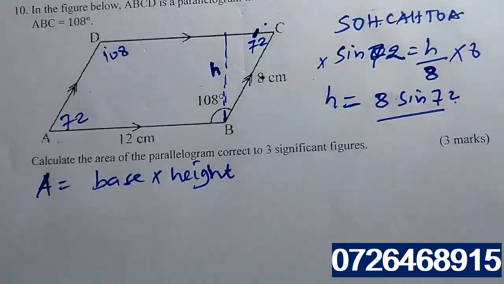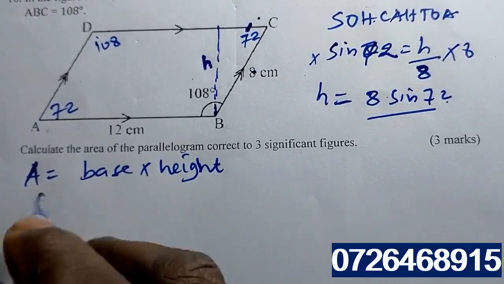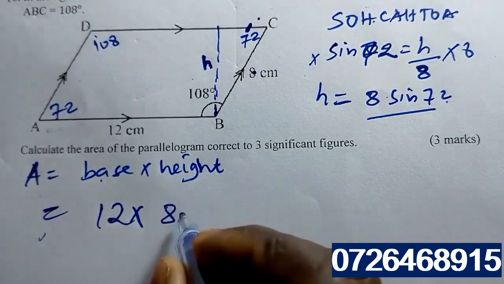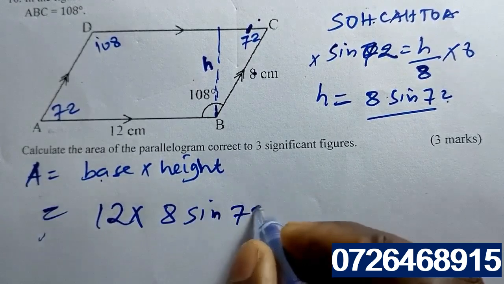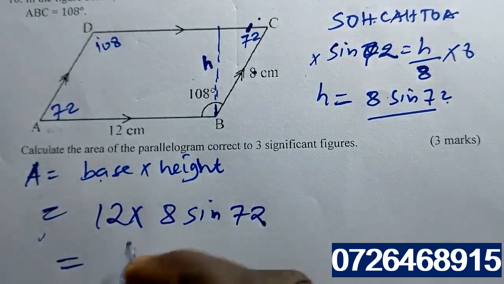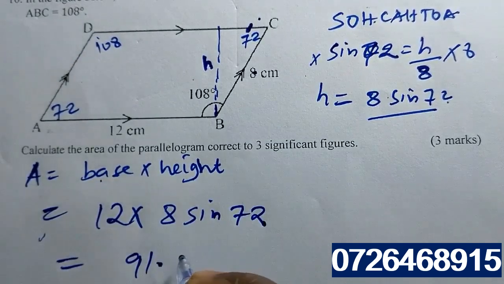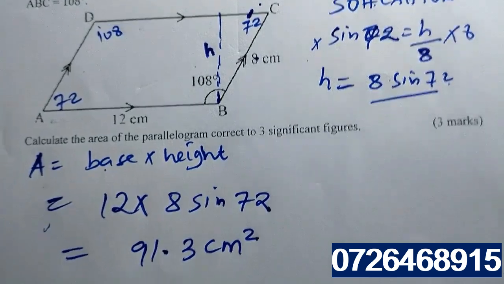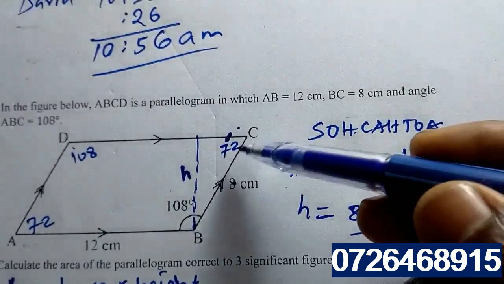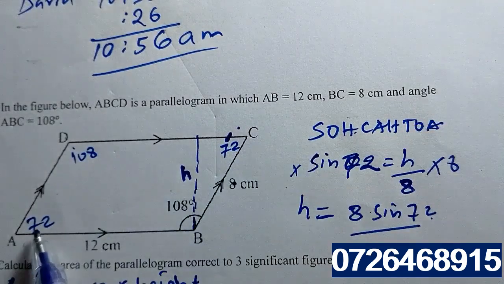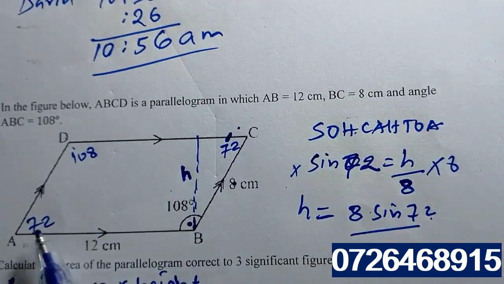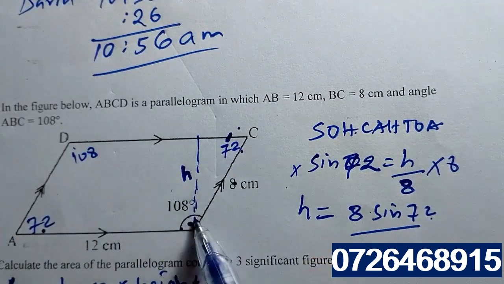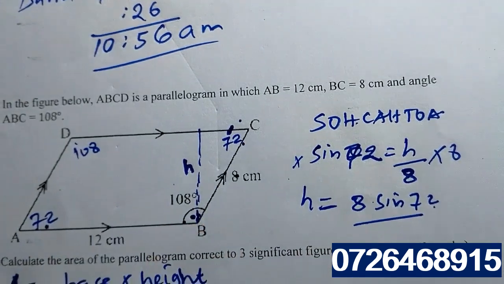So ukishafanya hivyo tunaleta hapa, tunasema base ni 12 times height tunapata ni 8 sine 72, and this one will give us 91.3 centimeters square. So hapa katriki ilikuwa tu kutafuta the height using, ufahamu that these angles are adjacent and they add up to 180. So this and this 180, this and that 180, this and this they are equal, this and that they are equal. You need to understand those properties very well.